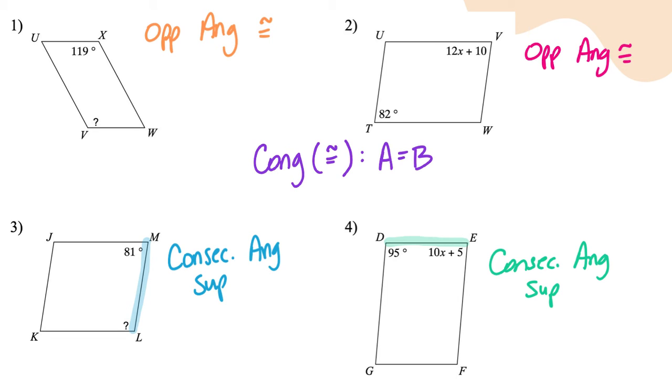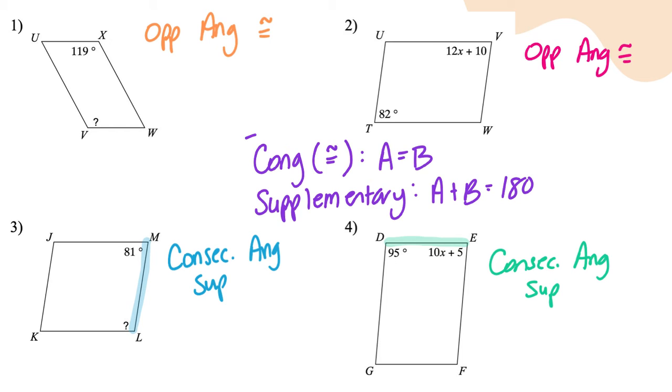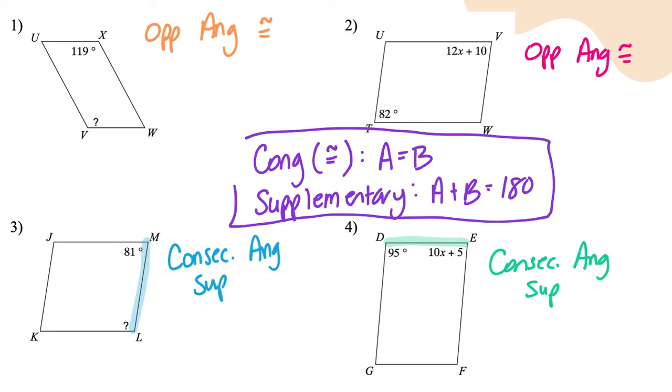Anytime that I have something that is supplementary, that equation is set up as A plus B equals 180. It is very important that you know the difference between these two because we will be using these facts all chapter long. So there won't be a moment where you don't have to know this in chapter 3. And we've talked about congruent in chapter 2, but we want to make sure that we're really solid on setting up these equations.